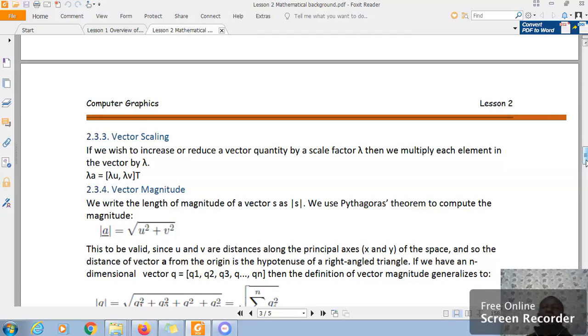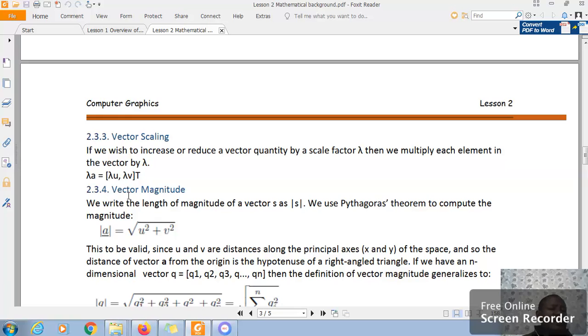And we look at vector scaling. Scaling means that you are multiplying by a certain factor for all the values. If we wish to increase or reduce a vector quantity by a scale factor, let's say lambda, then we multiply each element in the vector by lambda. Lambda can be any value, say 2, 3, of course 1 doesn't have any effect. So if, for instance, you want to scale vector A with lambda, therefore you have lambda A, which is equivalent to lambda U and lambda V. So that vector will be scaled up.